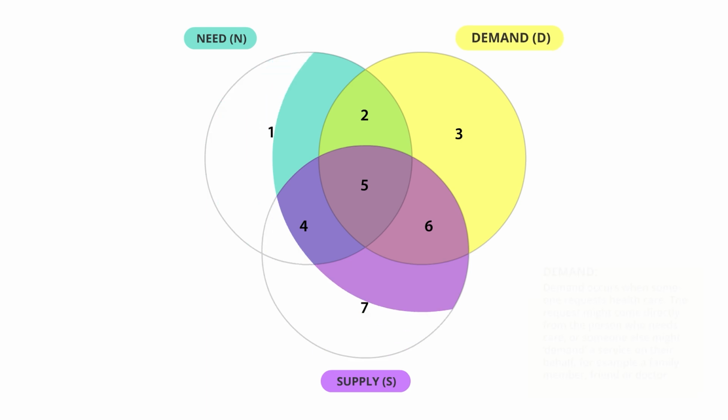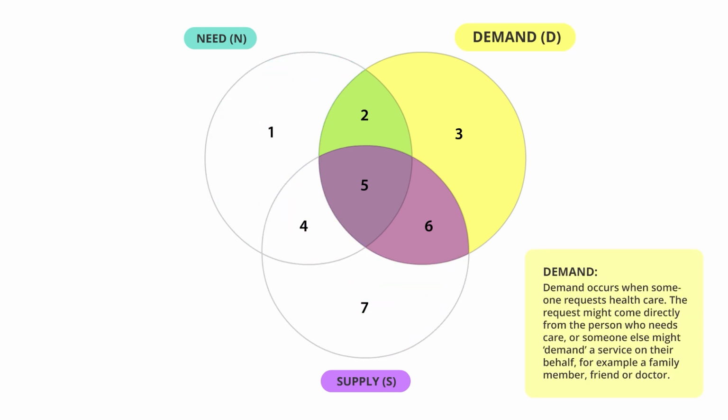Now let's look at demand. In simple terms, demand occurs when someone requests healthcare. The request might come directly from the person who needs care, or someone else might demand a service on their behalf, for example a family member, a friend or a doctor. The decision to demand healthcare depends on the expected balance of costs and benefits of care. Costs are not just about money. The risks of harm or side effects from treatment are also a type of cost. Then there are psychological costs, such as fear of receiving an unwelcome diagnosis.